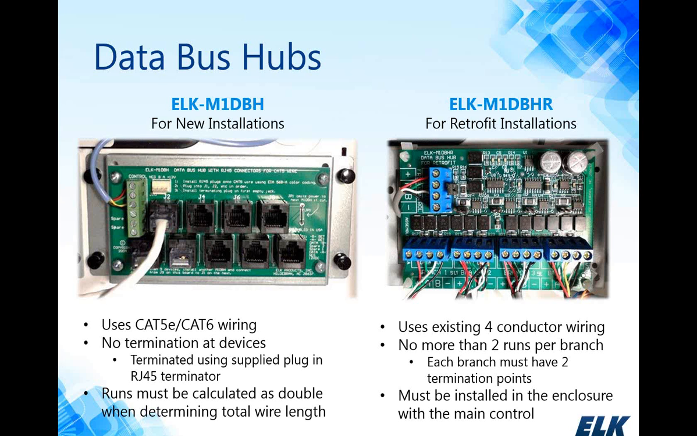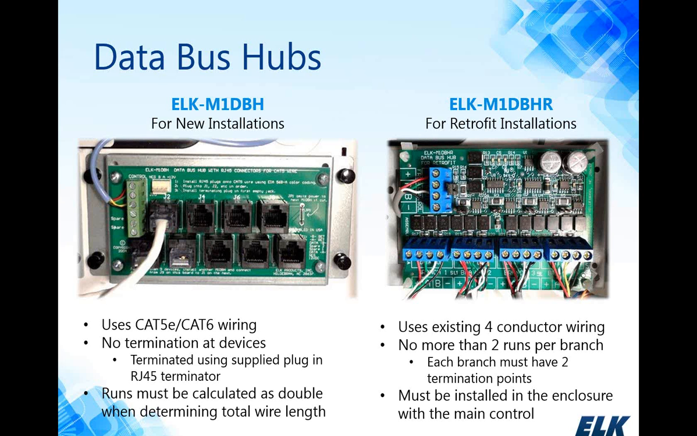Now, this is a passive hub. It's just making connections internally, looping the data in and out, and the way that it does that, the data goes out to the device and then comes back to the hub. So when you're doing the calculation for your total wire length of 4,000 feet that I was mentioning before, you have to calculate the runs for the M1 DBH as double. They have to be counted as round trip, there and back. So that's something to keep in mind, that can effectively cut in half that 4,000 feet. So that's just something to be aware of. But that's the hub we recommend for new installations.